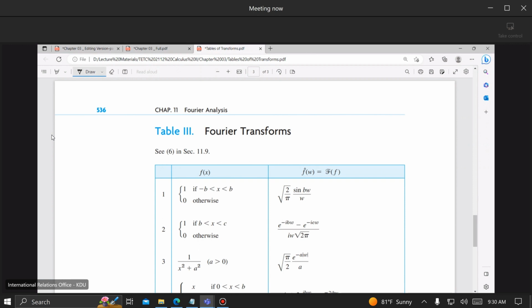Okay, so let's see if we are asked to find the Fourier transform of that one. If we are asked to find the Fourier transform, we have our function f of x. It is equal to 1 if x varies from 0 to 3. It is 0 otherwise.